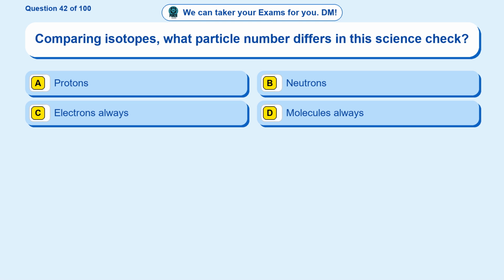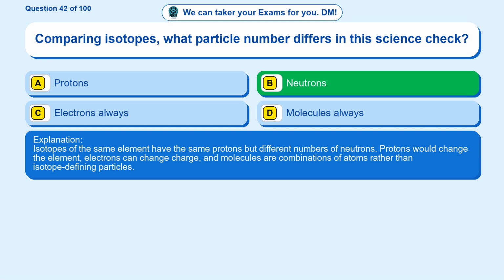Question 42. Comparing isotopes, what particle number differs in this science check? Option A, protons. Option B, neutrons. Option C, electrons always. Option D, molecules always. The correct answer is option B, neutrons.